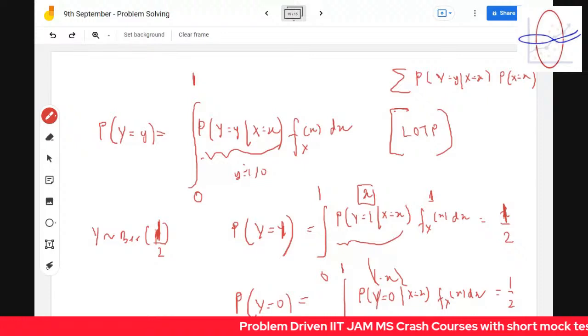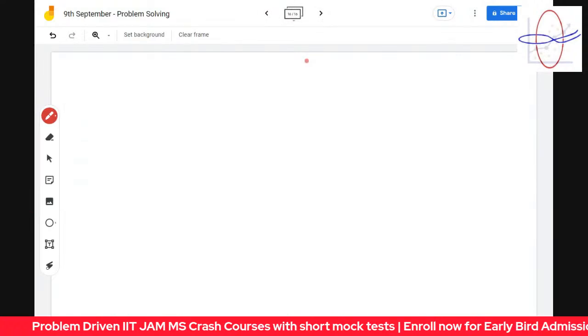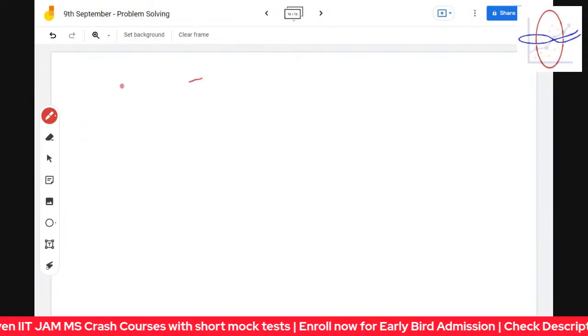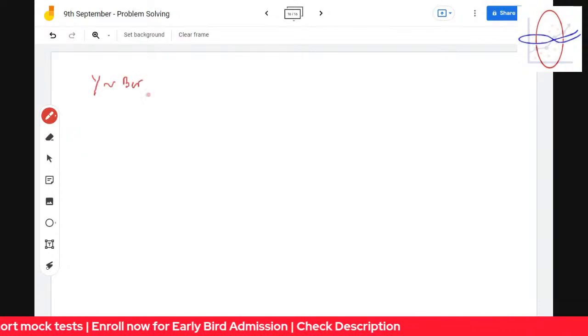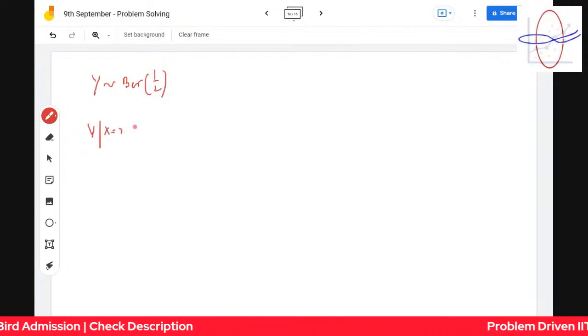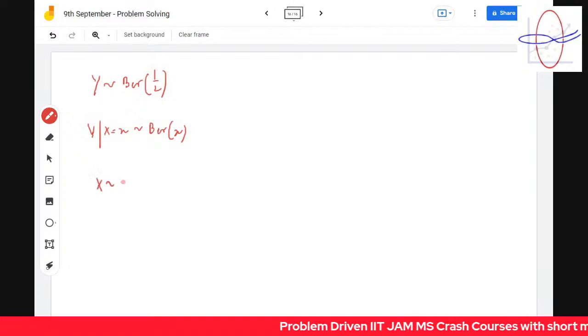Okay, so we have got this. So we have got the distribution of y. Let's try to understand this. So we have understood that y follows Bernoulli half. We have understood that y given x is equal to x follows Bernoulli x. We have got x follows uniform 0, 1.